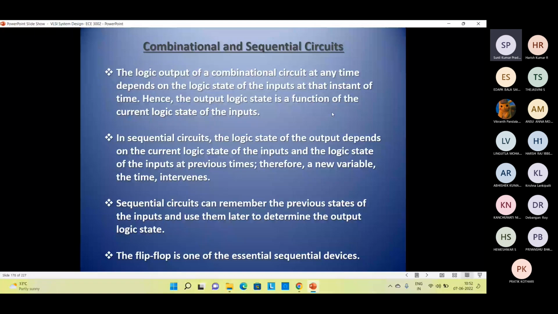The main thing is that in a sequential circuit, the logic state of the output mainly depends on the current logic state of the input and the logic state of the input at previous times. But it is not so in the case of a combinational circuit. In combinational circuits, the output at any time depends upon the logic state of the input at that instant of time. So the output logic state is a function of the current logic state at the input.